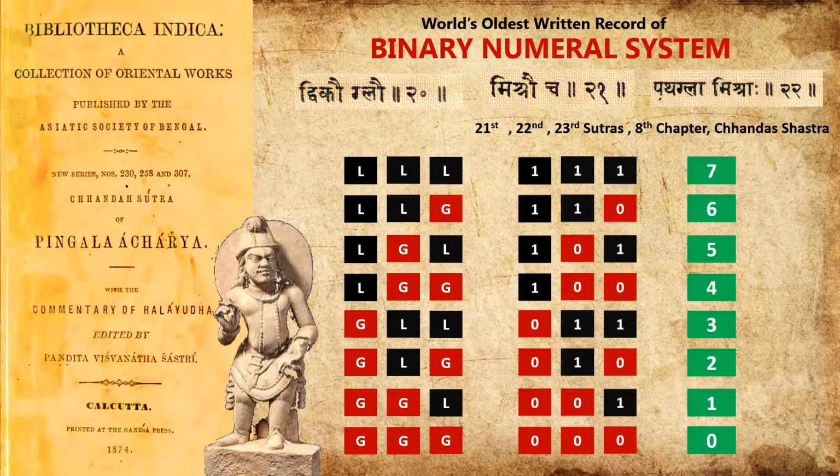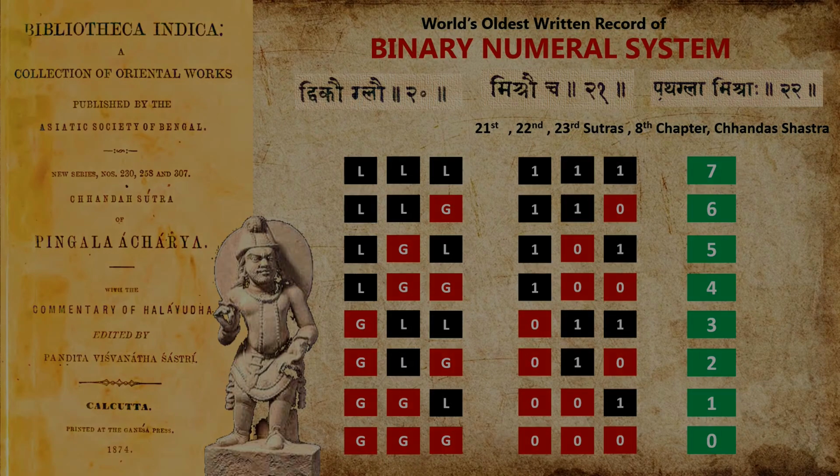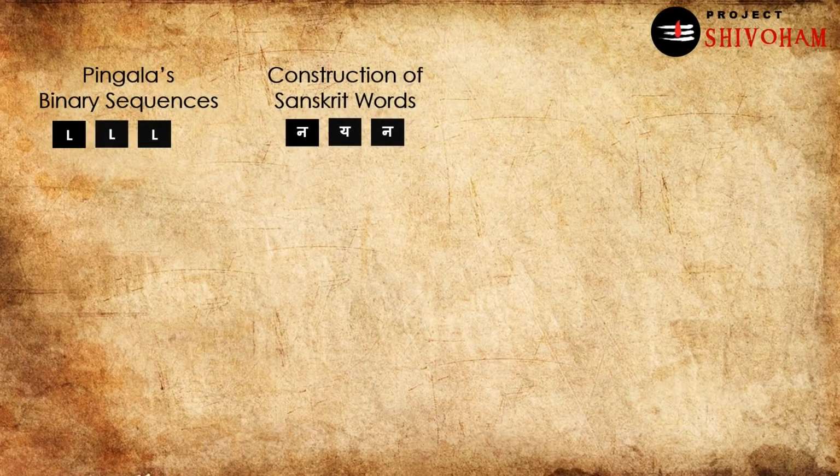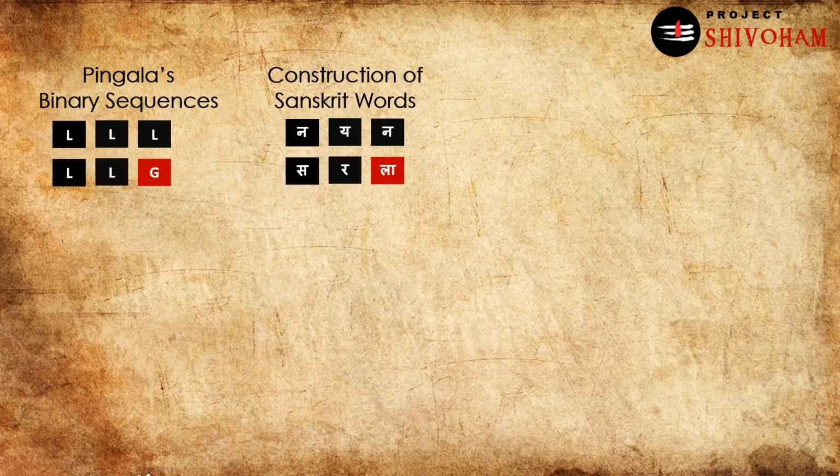Now let me show you how to practically apply these algorithms of Pingala. If you want to construct a 3-lettered word as part of a poem. Let's say I want to write a 3-lettered word as part of a poem. I can write in a combination of all laghus. For example, na, ya, na, nayana. All 3 take less time to pronounce as they are laghus. Another possibility is Laghu Laghu Guru as Sa Ra La.